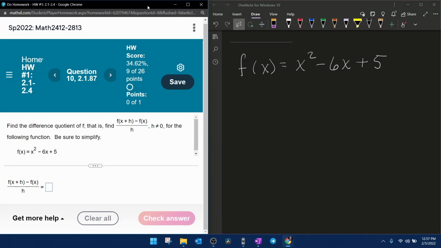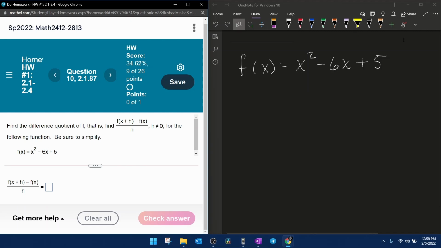Question number 10 for our pre-calculus homework number 1 in MyLab Math. Here they want us to find the difference quotient, that is this formula, for this function, which I've already written over here in our scratch work.